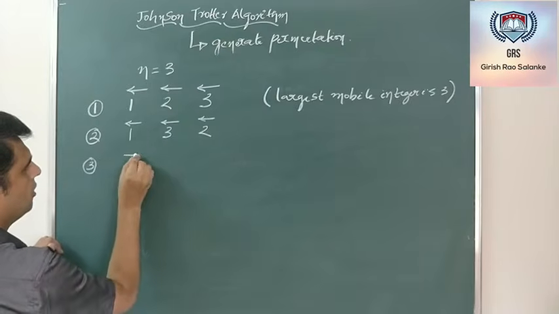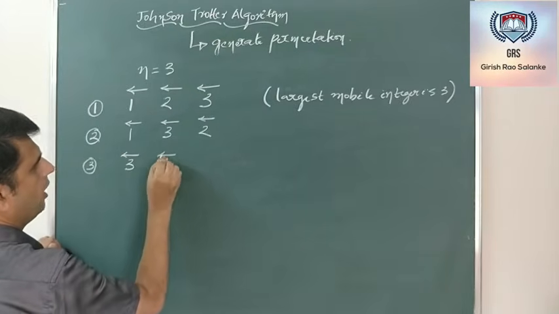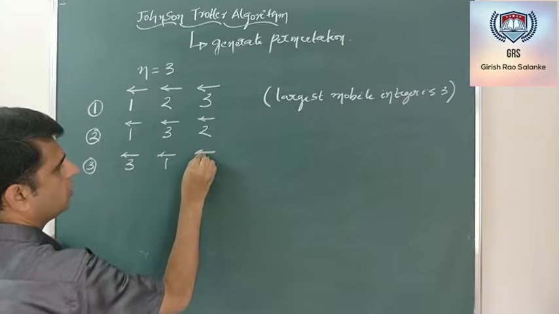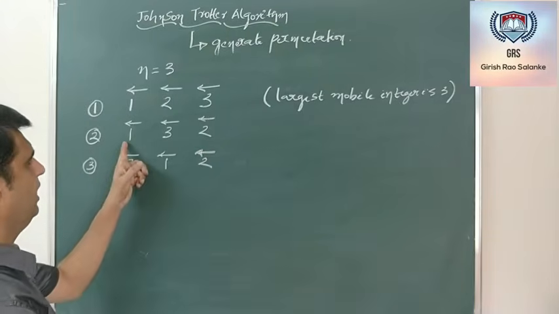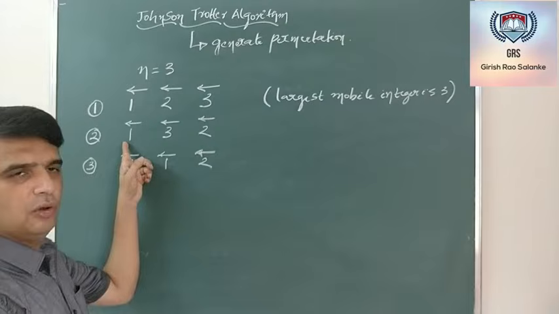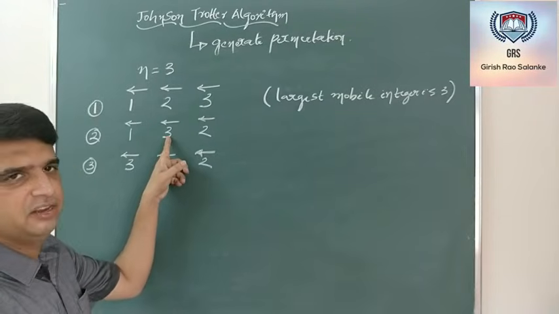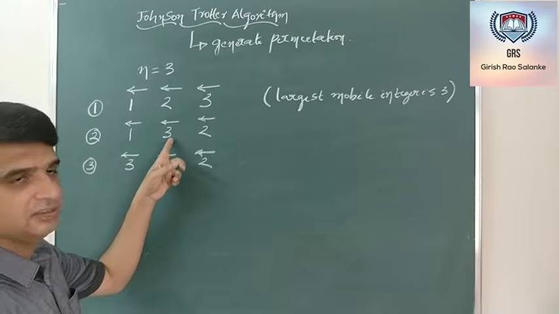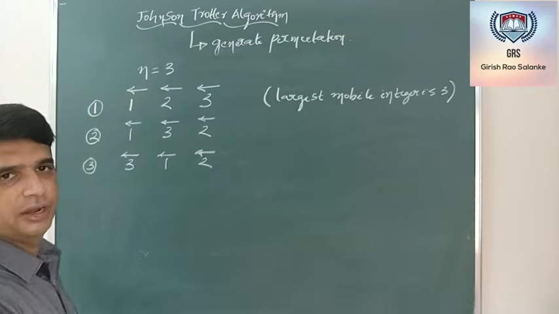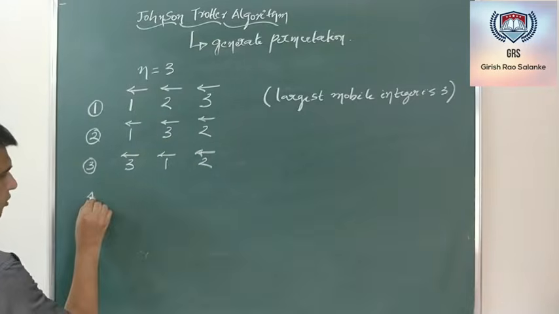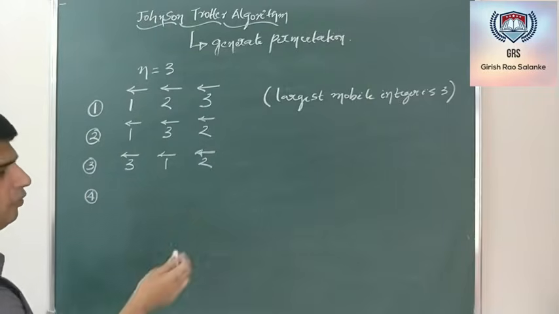So this is 3, this is 1, this is 2. Now after swapping the 3 and 1, change the direction of those integers which are greater than 3. As of now, I don't have any integer which is greater than the mobile integer. So this is my third permutation. Coming to the fourth permutation.